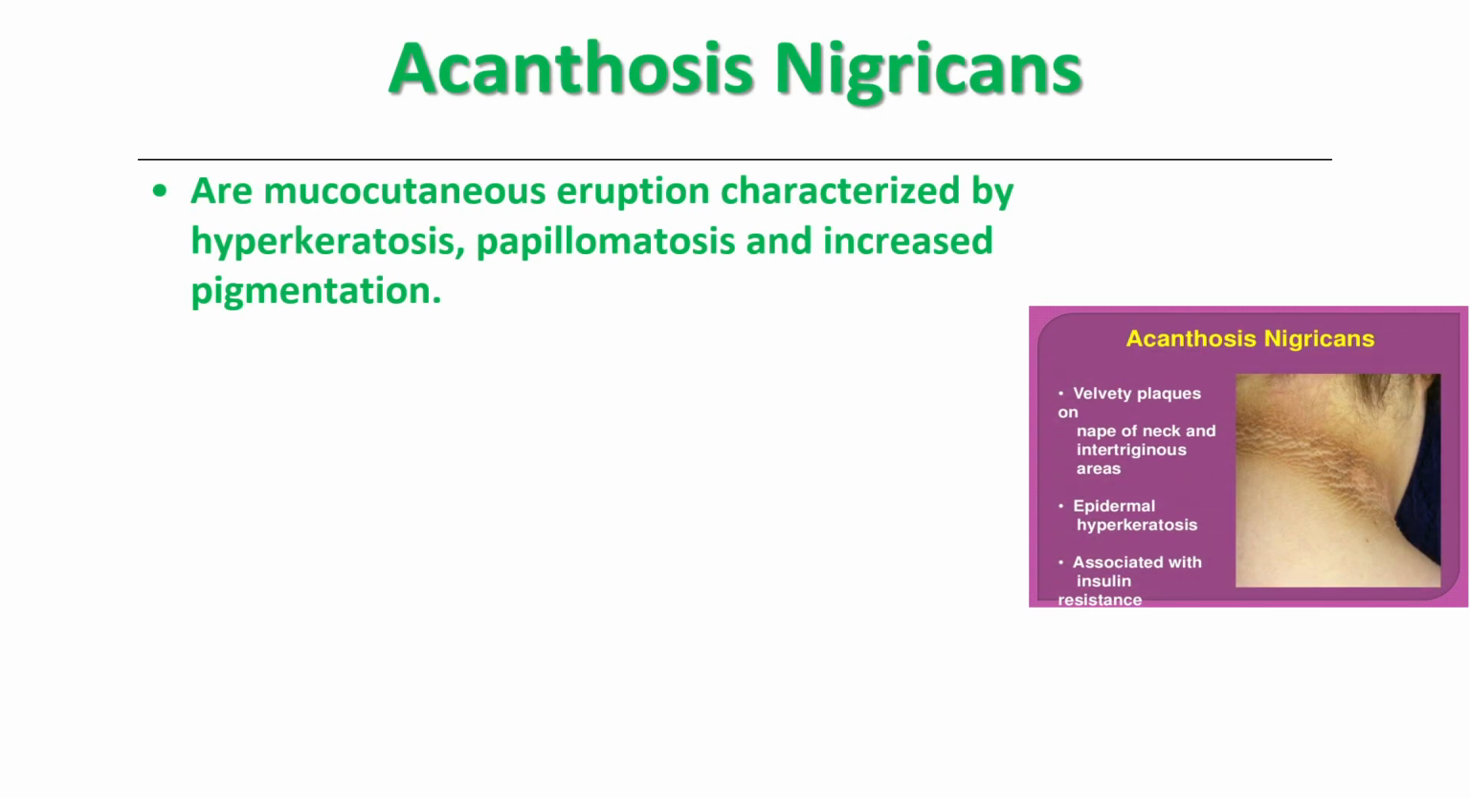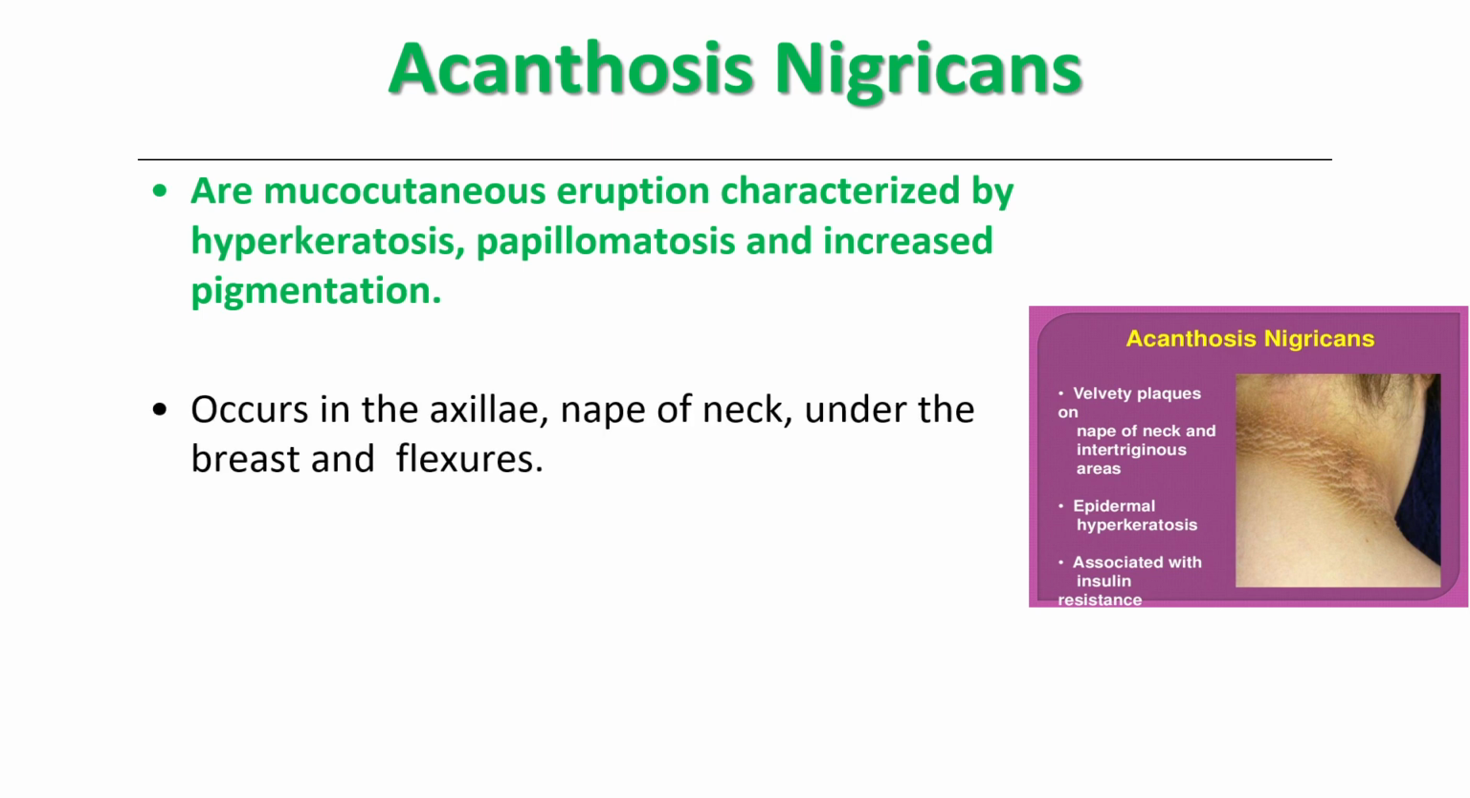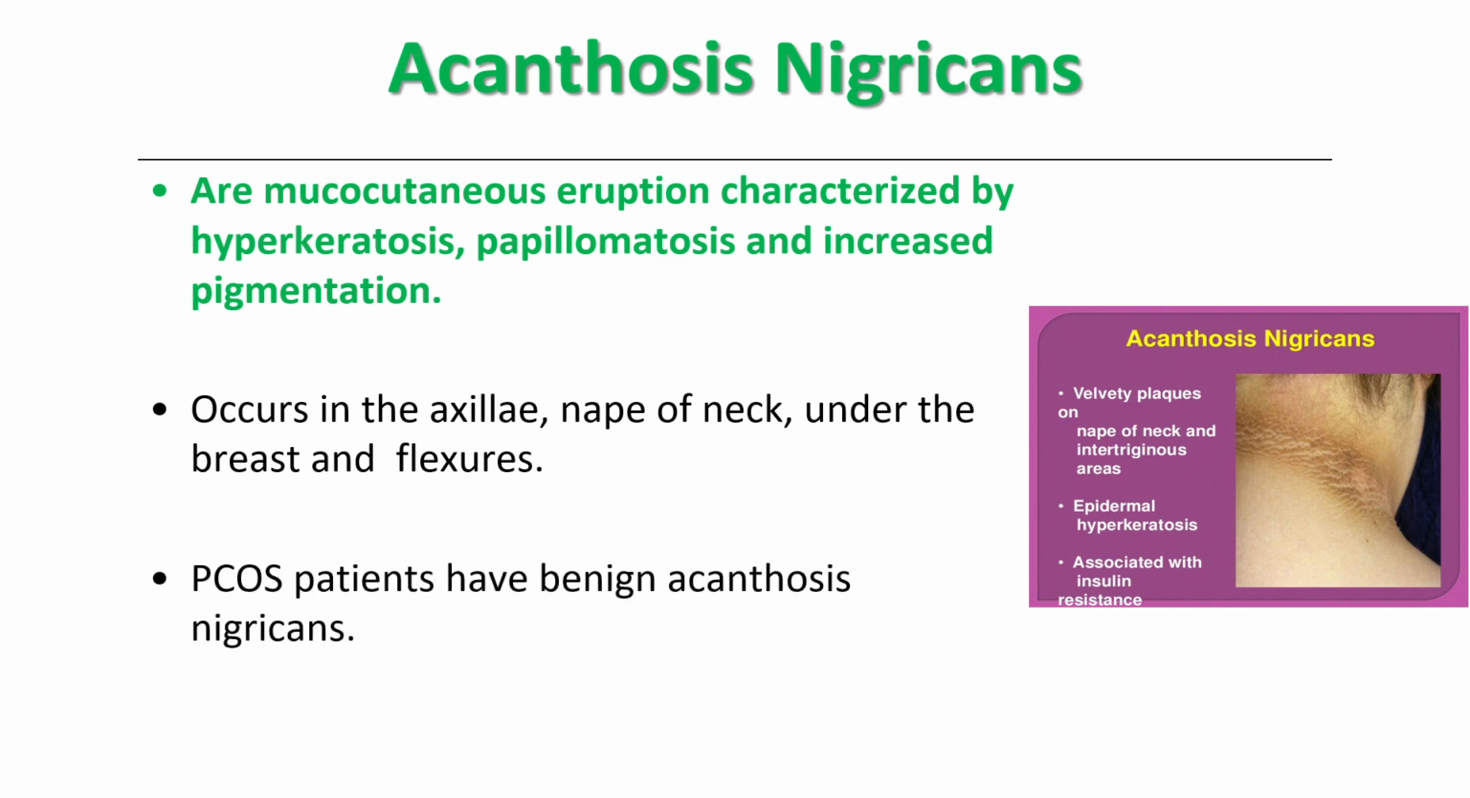Acanthosis nigricans. This is a mucocutaneous eruption characterized by hyperkeratosis, papillomatosis, and increased pigmentation. Just look at this picture. You can find girls coming with such kind of pigmentation in your routine OPD. Velvety plaques on the nape of the neck and intertriginous areas. They generally occur in axillae, nape of neck, under the breast, and flexures. PCOS patients have benign Acanthosis nigricans, and it is associated with insulin resistance.